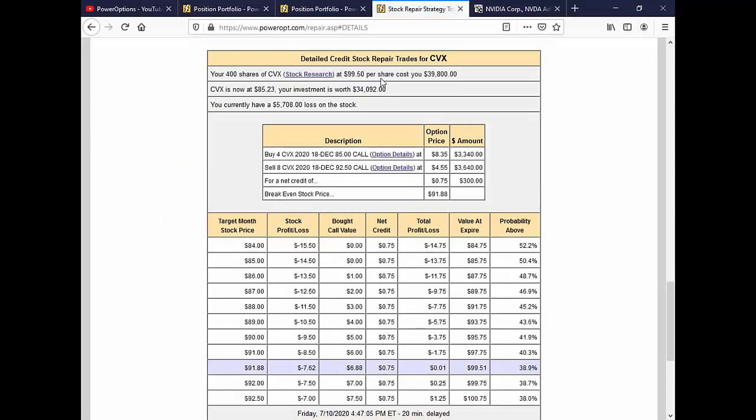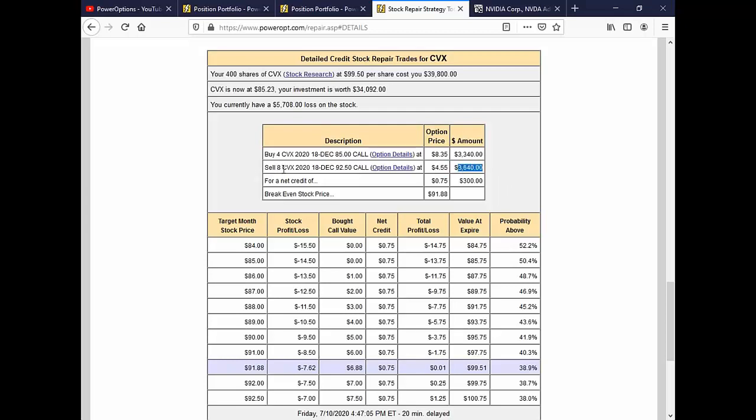So it's showing you that if you did average down the 400 shares, you'd have a new cost basis on CVX of $39,800 invested, average price of $99.50 per share. That'd be a loss of $5,708 after averaging down. Now, we talked earlier about a ratio call spread for Octavio, a little bit different. But in this case, what we're doing is a ratio call spread of buying four calls at 85 for a price of 8.35. That's for the December 2020 expiration. This would be a cost of $3,300. We're going to fund that by selling eight calls of the 92.50 strike for December 2020 at around 4.55. That's going to bring in $3,600.